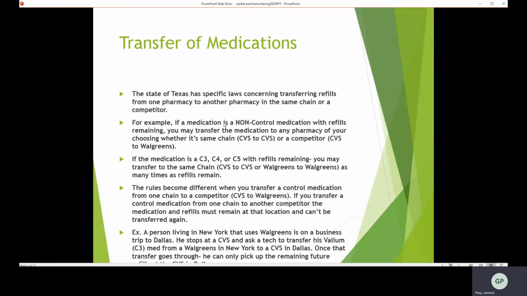For example, if a medication is a non-controlled medication with refills remaining, you may transfer the medication to any pharmacy of your choosing, whether it's the same chain or a competitor. Really there are no strict rules for transferring non-controlled medications, whether it's a competitor or the same chain. You just transfer it to any location you want, assuming it has refills.